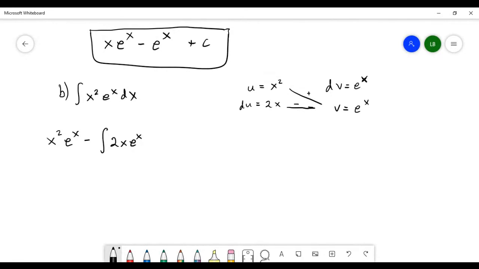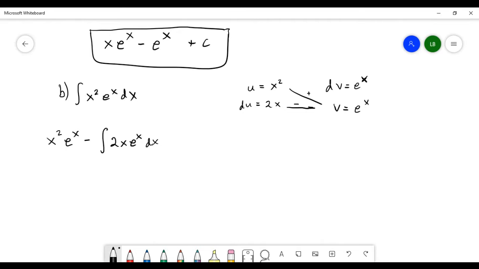So, just a brief recap, I found du, which was 2x dx, and v, which was e to the x. And we know that our answer should be the product of the diagonal, so x squared e to the x, and that should be positive, minus the integral of 2x times e to the x. Of course, that should be dx as well.